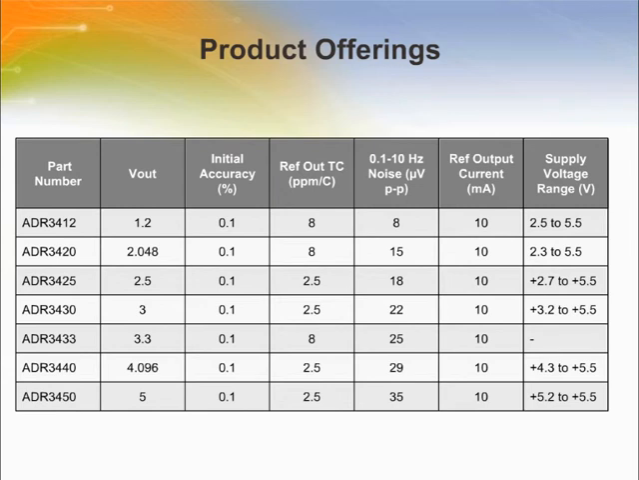Here we list all the product offerings under the ADR34 series family. This series of references is available in 7 fixed output voltage options from 1.2 volts to 5 volts, featuring 0.1% max initial error and 8 parts per million per degree C max drift, able to source 10 mA and sink 3 mA. They specify 250 mV max dropout voltage with a 2 mA load, operating from a 2.3 volt to 5.5 volt supply. The ADR34 series draws only 85 microamps max when enabled and just 5 microamps max in shutdown mode.